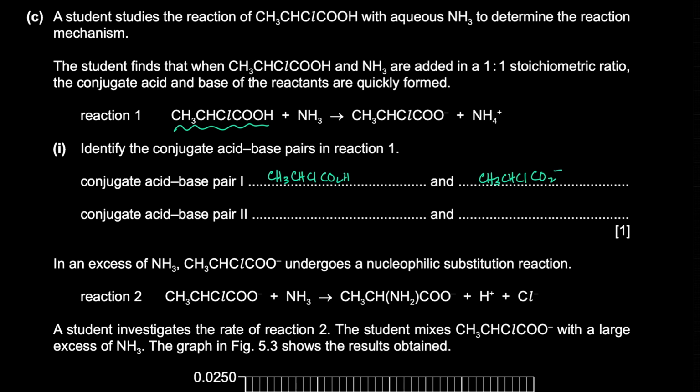And the other conjugate acid base pair that we have is ammonia, which is the base, and when it gains a proton, it makes the ammonium ion. Or we can say when ammonium loses a proton, it makes the NH3. So NH3 is the base and NH4 plus is an acid. So this is the other conjugate acid base pair. So what we have over here is NH3 and NH4 plus. NH3 is the base, and NH4 plus is the conjugate acid.